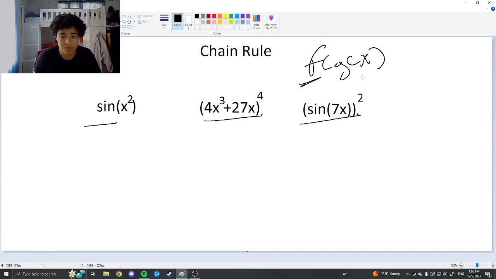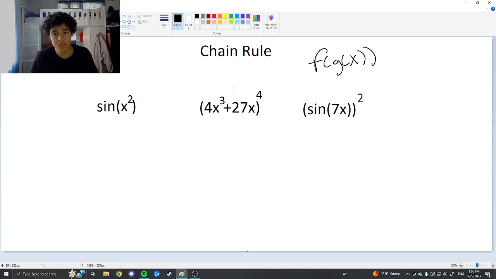So there's an outside function and an inside function. So if you look at all of these functions, they all have an outside function, or f, and an inside function, or g. Like, for example, sine x squared, right? Sine x is the outside function, or f of x, and x squared is the inside function, or g of x.